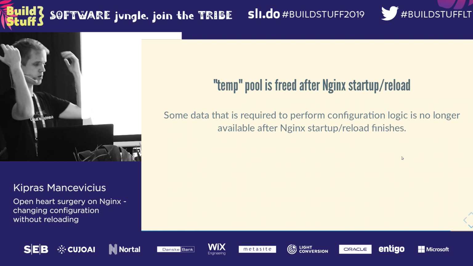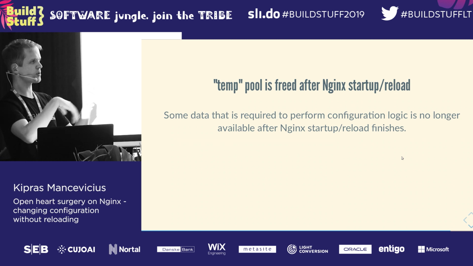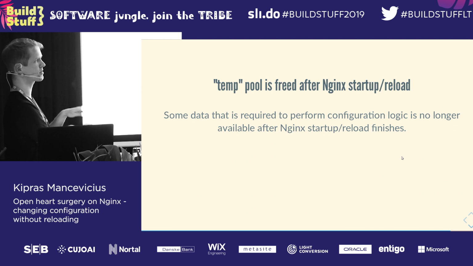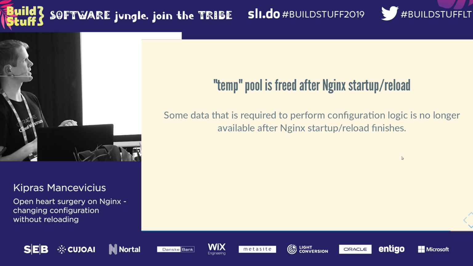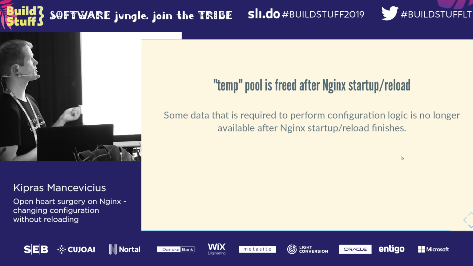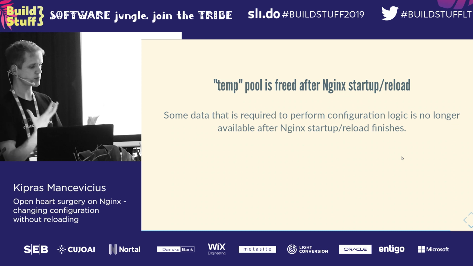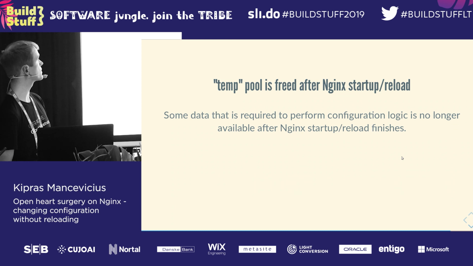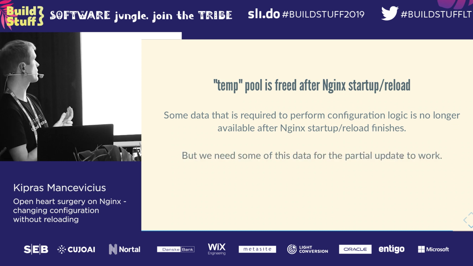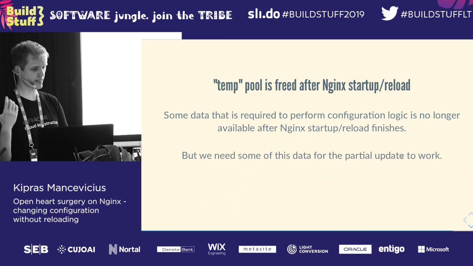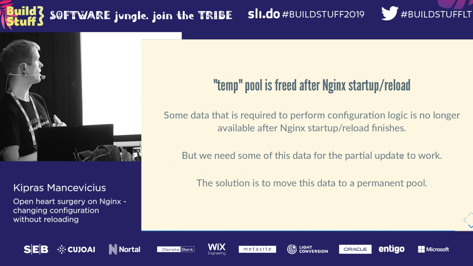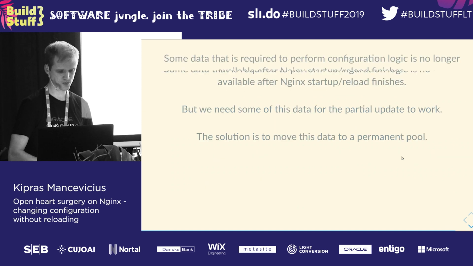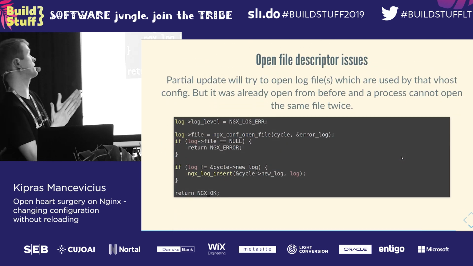When Nginx loads up the configs, there's some temporary data that's only used while parsing, and then it's discarded because it's no longer needed. But for the partial updates, there might still be things there that you will need to make that partial update work, because it's the same config processing. That's actually quite simple to solve. You just take that partial data and move it to a permanent pool. Instead of a temporary pool, it's now permanent. It just stays there.